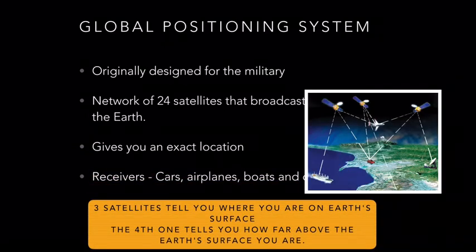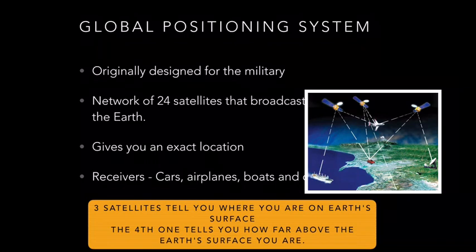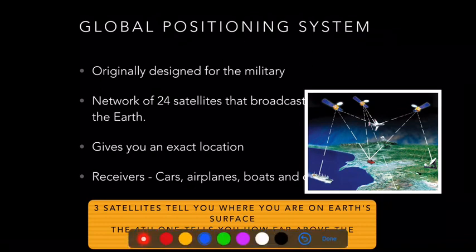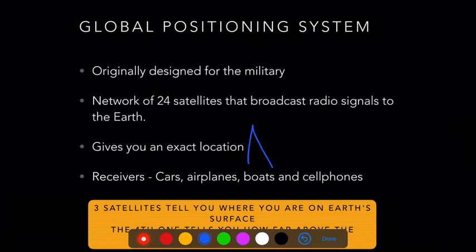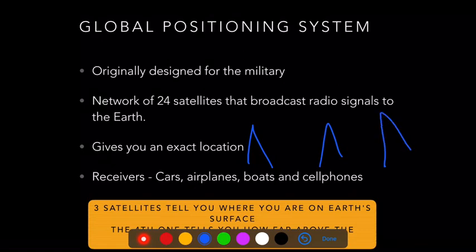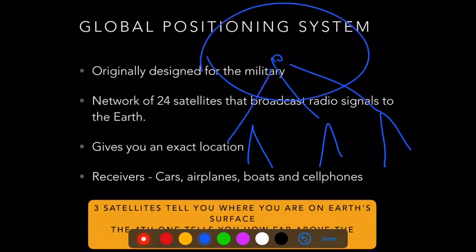Three satellites can tell you where you are on Earth's surface, okay? The fourth one tells you how far above the Earth's surface you are. So for example, here you have one satellite, here you have another satellite, and here you have another satellite. And the combination of these three will tell your exact position, and the fourth satellite will tell you the height you are at. Okay?